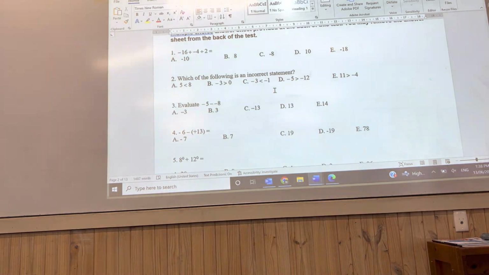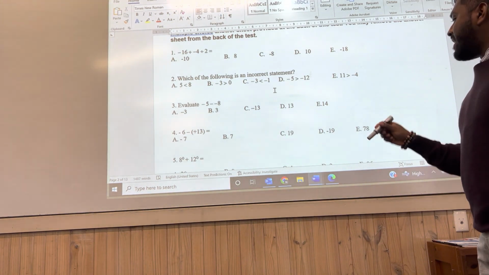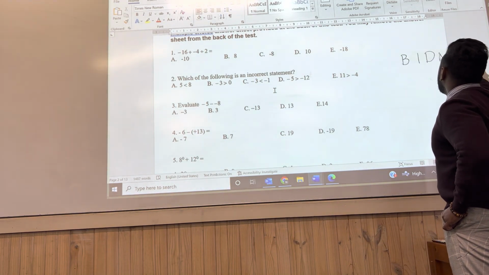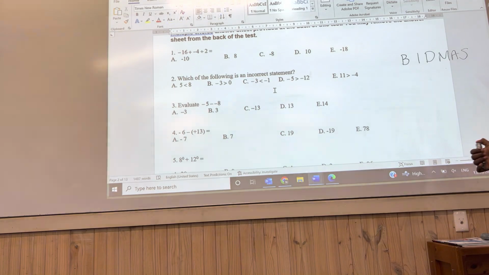Okay. And what are we going to do first here? Does anyone know what they're going to do first? Harrison, what are we going to do first for the first question? Question 1. With BIDMAS, right? So what's usually the first thing we do when you see that? Are you going to do 16 plus negative 4? Or are you going to do negative 4 divided by 2?